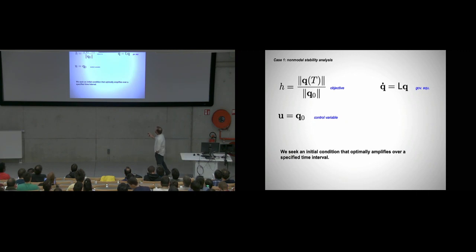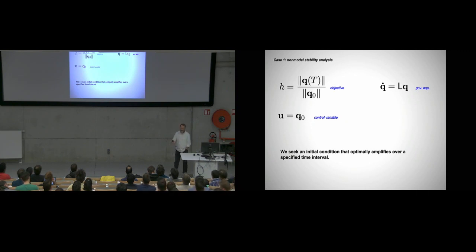Okay. So this is case number 1. My governing equation is Q dot is equal to L times Q, and L is constant coefficient in time. It's a linear time invariant system. Okay? And let's say what I want to maximize is the perturbation in some kind of measure. Okay? Energy, for example, kinetic energy. My perturbation after time t divided by what I started out with. Okay? So that's the overall gain in energy. And I want to maximize that.